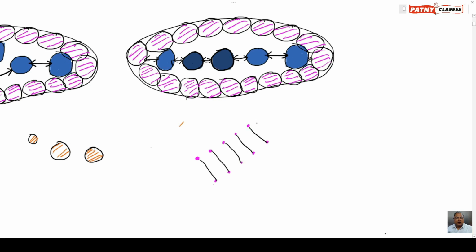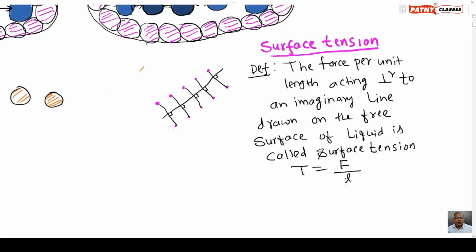Now we draw a line perpendicular to the lines of attraction due to all molecules. So I have drawn a line here making 90 degrees with the attraction line of all molecules. Here we have drawn the line. This line is an imaginary line. It is not really existing on the liquid surface. We are drawing it for our purpose, to understand surface tension.